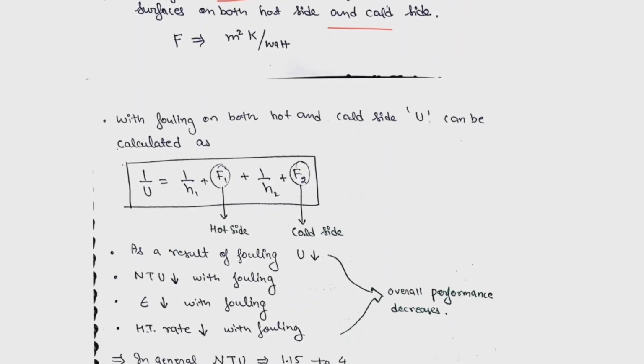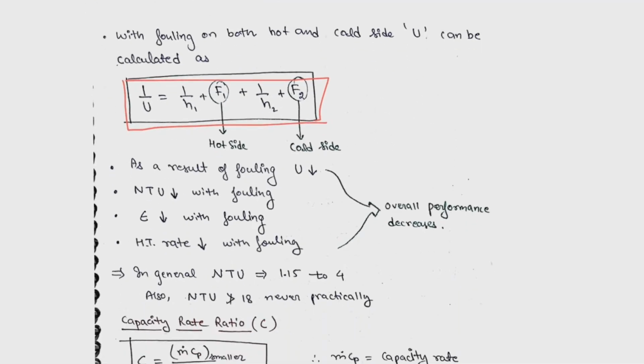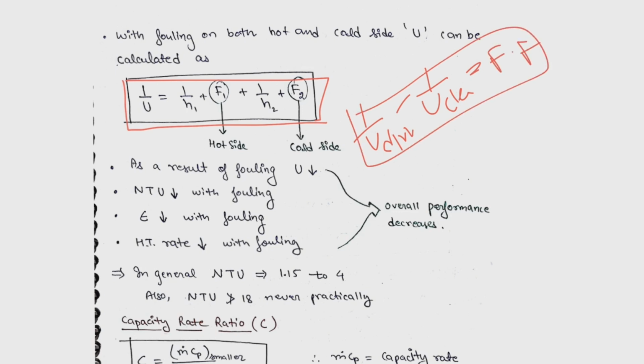Therefore the overall heat transfer coefficient will be like this: 1/U is equal to 1/h1 plus 1/h2 plus F1 plus F2, where F1 and F2 are fouling factors. We also have the formula 1/U dirty minus 1/U clean is equal to the fouling factor. 1/U clean is nothing but 1/h1 plus 1/h2. U dirty is nothing but this.